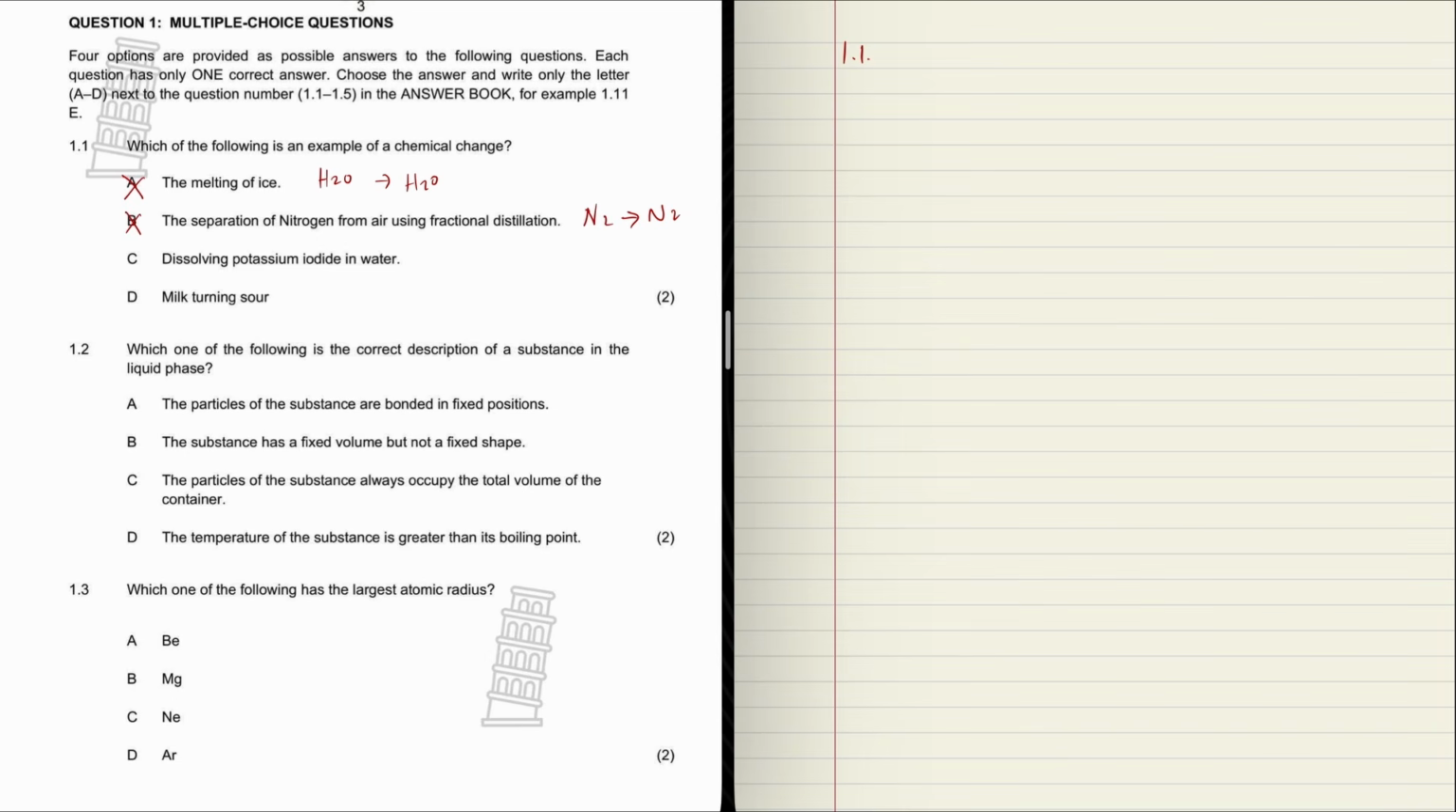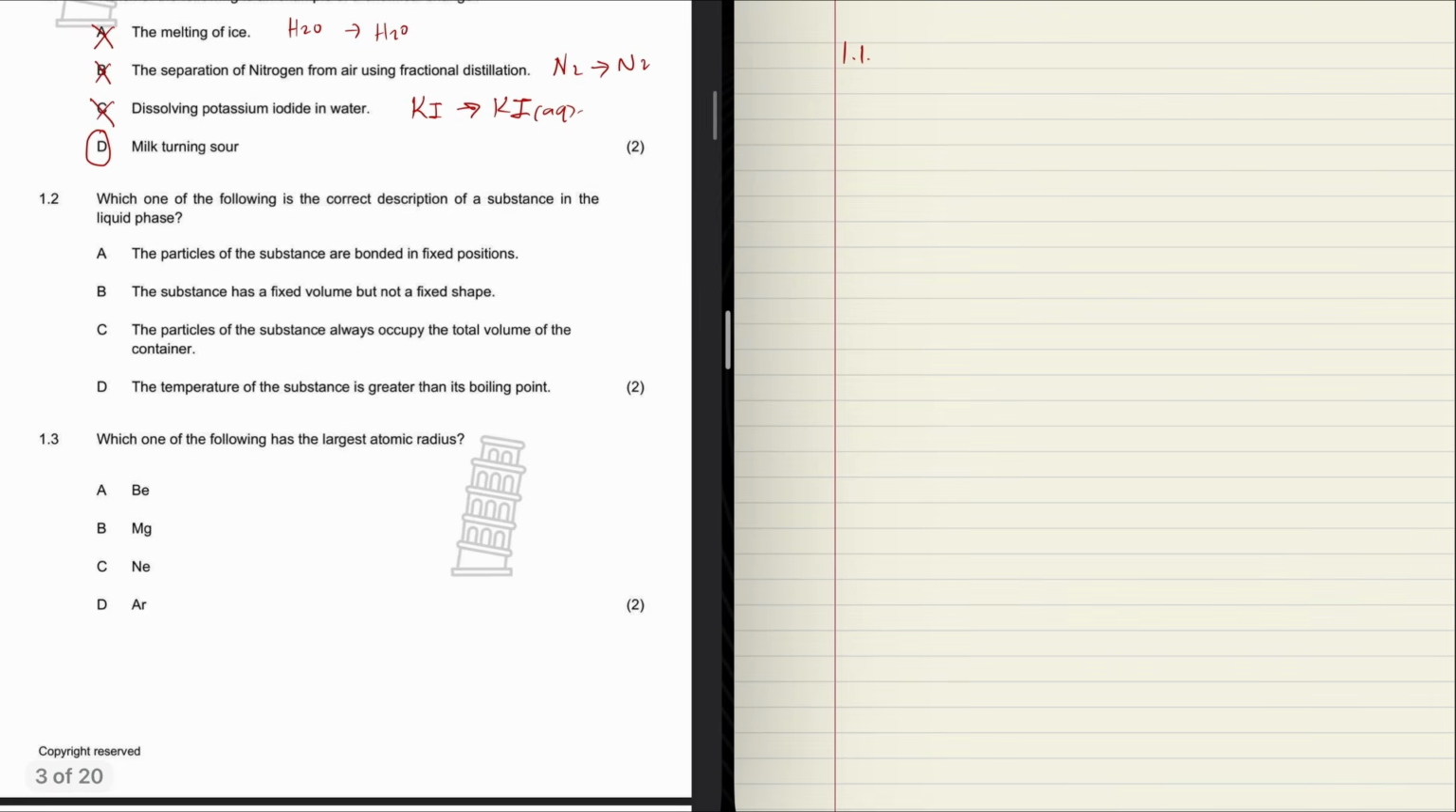Dissolving potassium iodide in water. Well, potassium iodide is still remaining as potassium iodide, but just simply in an aqueous solution, so that's not a chemical change. Milk turning sour, on the other hand, is an example of a chemical change because that is a chemical reaction. It's changing the taste of the milk.